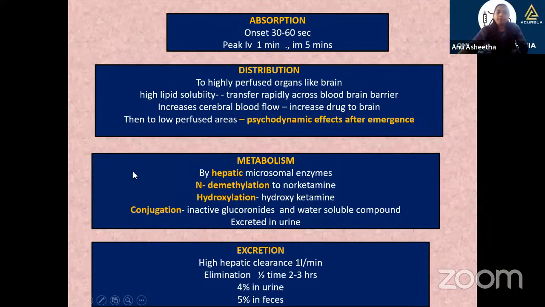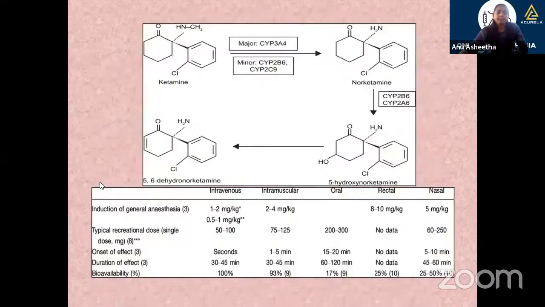Now, metabolism is through hepatic microsomal enzymes, N-demethylation to norketamine. This is mainly responsible for the hallucinogenic effects, nystagmus and the emergence delirium attributed to ketamine. Then hydroxylation to hydroxyketamine. Then conjugation to inactive glucuronides and water-soluble compounds, and this is excreted in urine. Excretion is mainly through the kidneys, 4% in urine and 5% in feces.